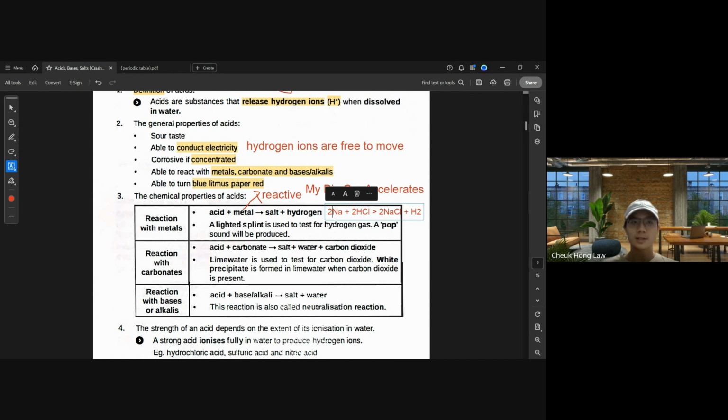Okay. So there's a way to test for hydrogen. You place a lighted splint at the mouth of the test tube where the reaction is happening. If hydrogen is present, the splint will be extinguished with a pop sound.